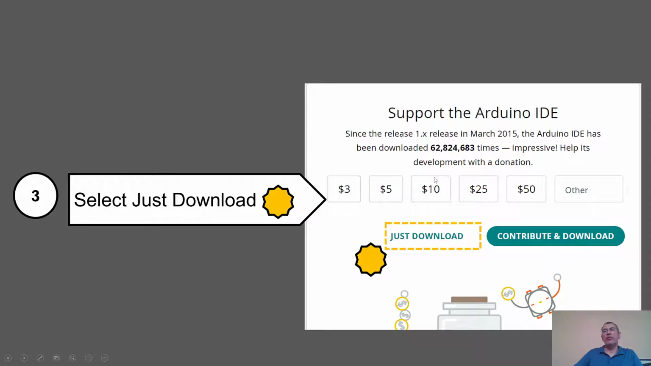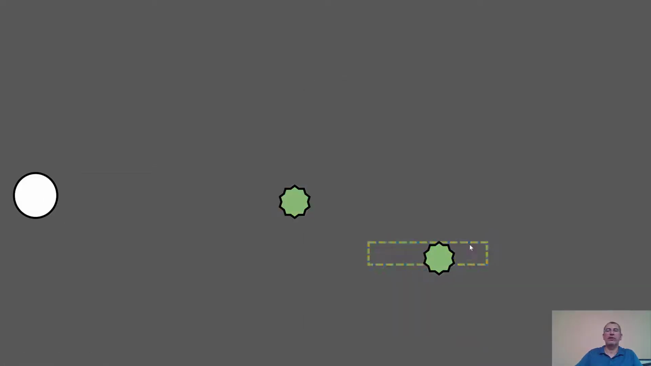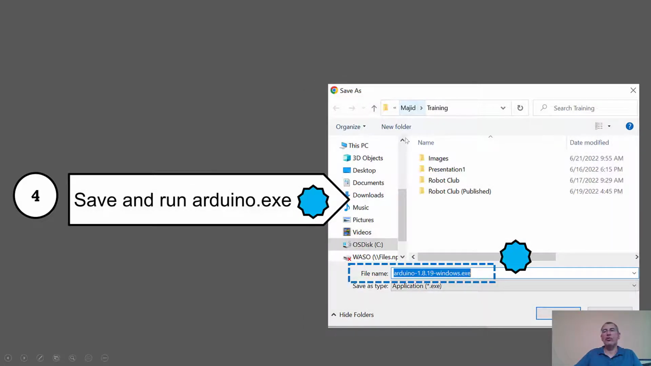You can contribute. Arduino IDE is open source software and hardware. If you would like to contribute to their cause, you can click on $3 or whatever amount of money you want to contribute. But if you just select "just download", you don't need to pay anything, and it's free. You should be able to download your software.